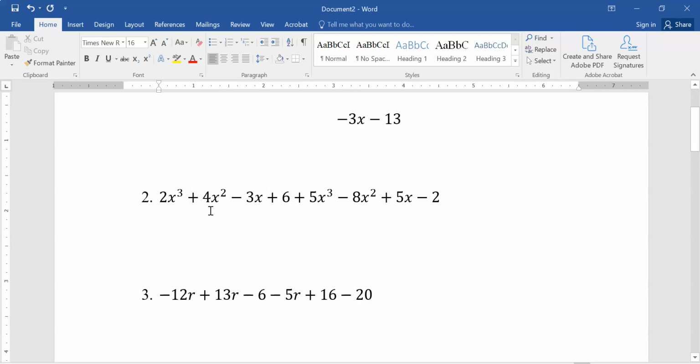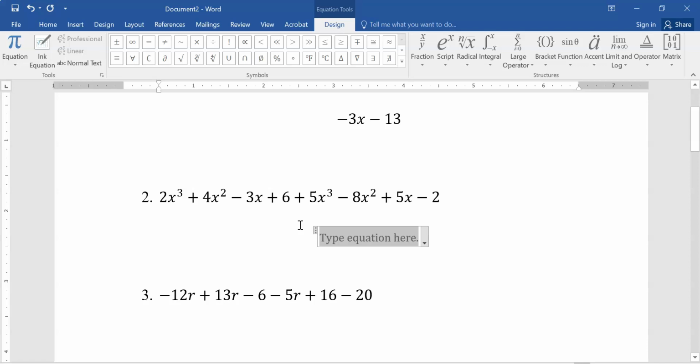2x to the third plus 4x squared minus 3x plus 6 plus 5x to the third minus 8x squared plus 5x minus 2. So the x to the third and this x to the third are alike. So this 2x to the third and 5x to the third are alike. We're going to combine those. That'll give me, well, if I have 2x to the thirds and 5x to the thirds, that gives me 7x to the thirds.